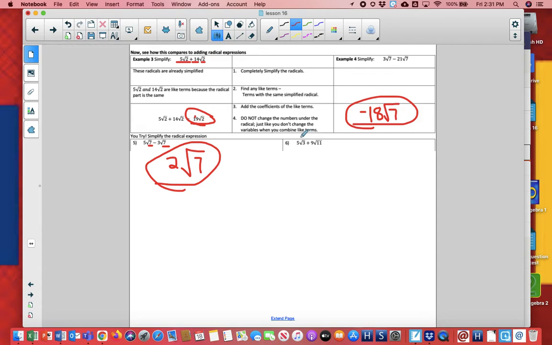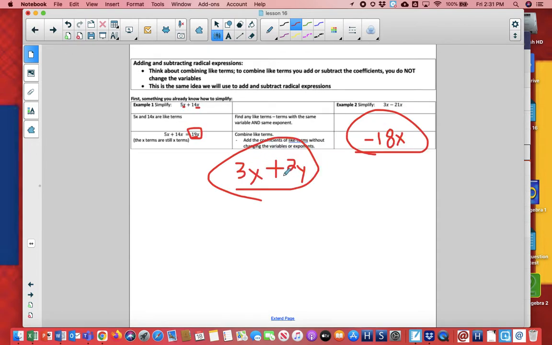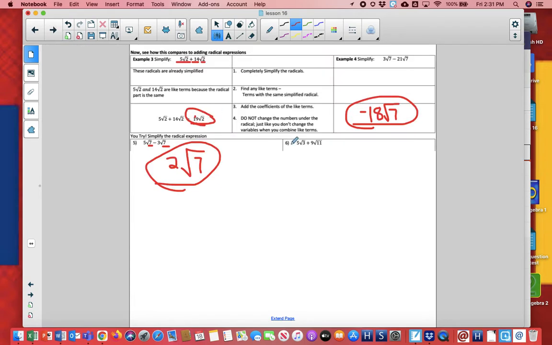And then if we look here, I see 5 square root of 3 plus 9 square root of 11. So these radicands are not the same. And because 3 is a prime number and so is 11, I can't break those down with a perfect square. So really, question 6 here is kind of analogous to this extra problem I threw here, 3x plus 2y. I can't do anything with it. So since these are different radicands and I can't break them down, this would just be my simplified answer. I couldn't do anything else with it.